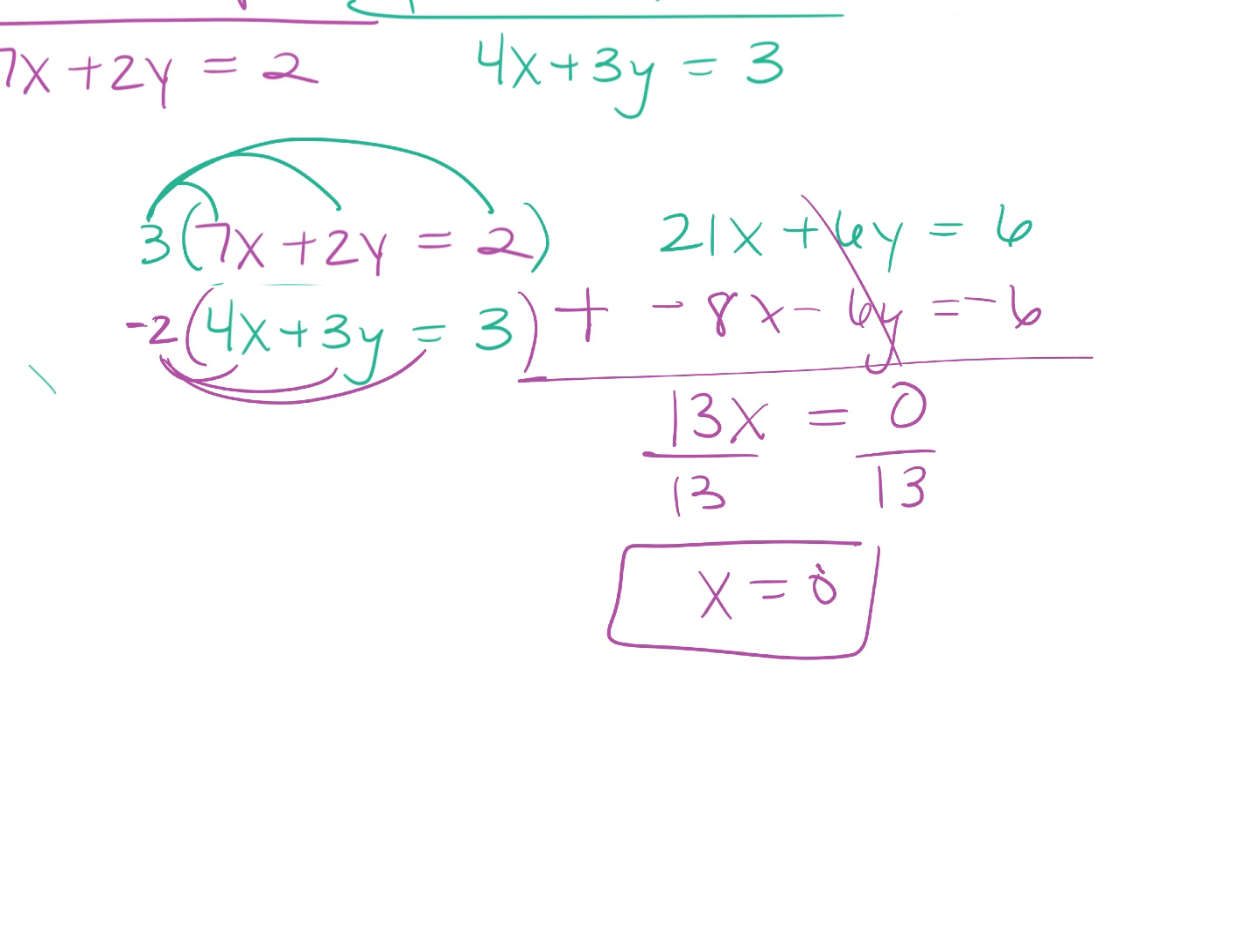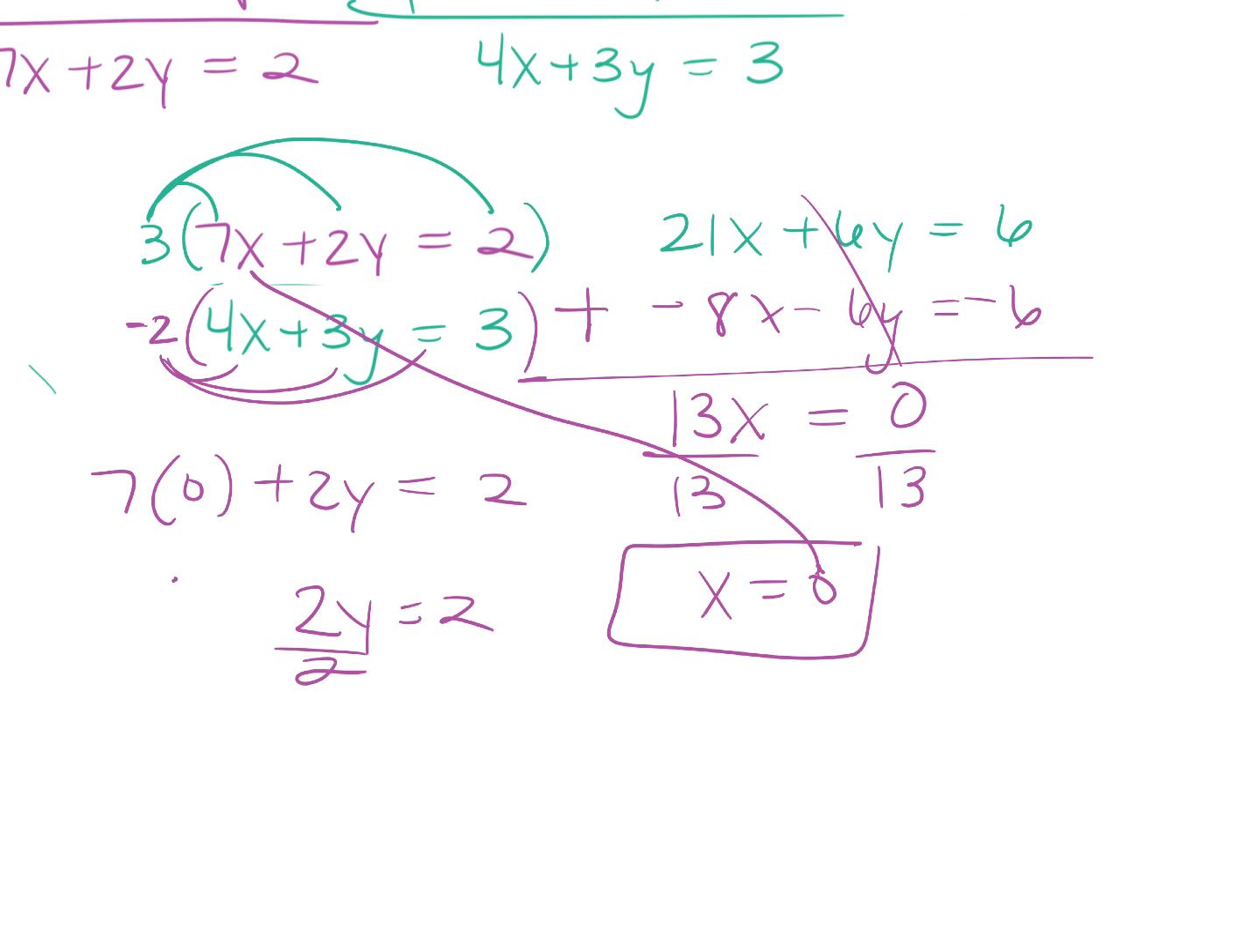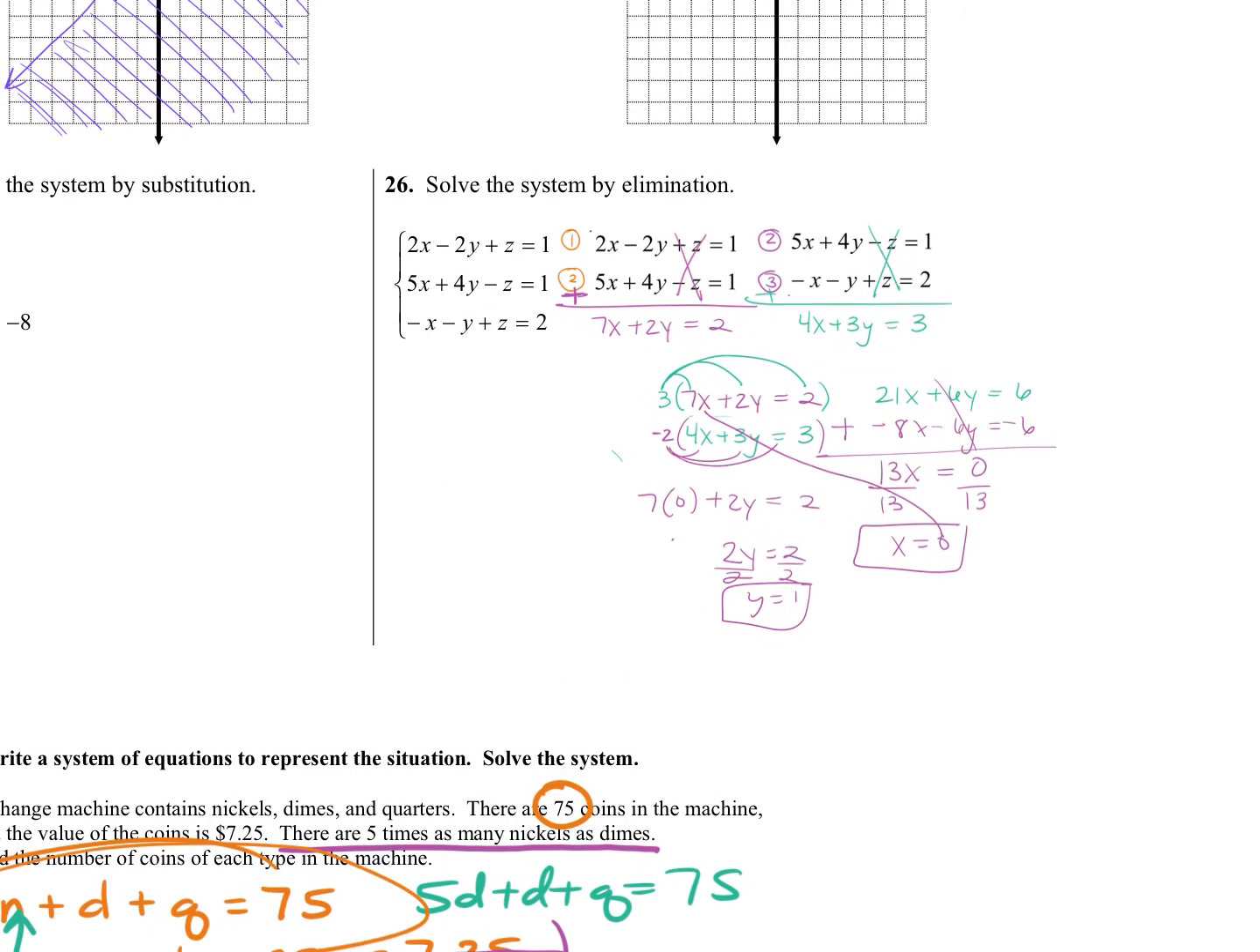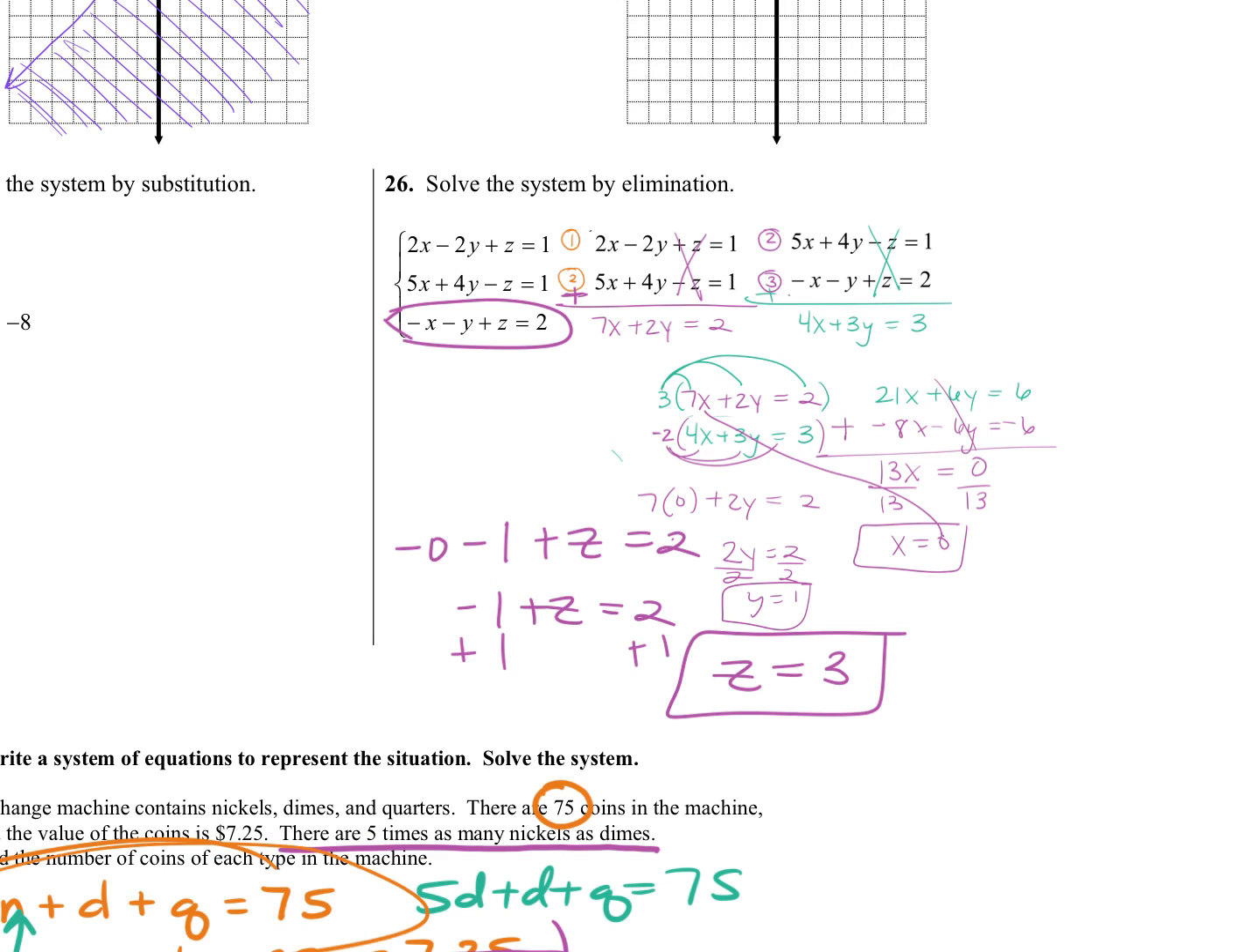So I would probably go here. 7 times 0 plus 2y equals 2. So 2y equals 2, divide by 2, so y is 1. Okay, and then go up to one of your first ones. We'll go here. So a negative 0 minus 1 plus z equals 2. So negative 1 plus z equals 2. Add 1. So z is 3. Cool?